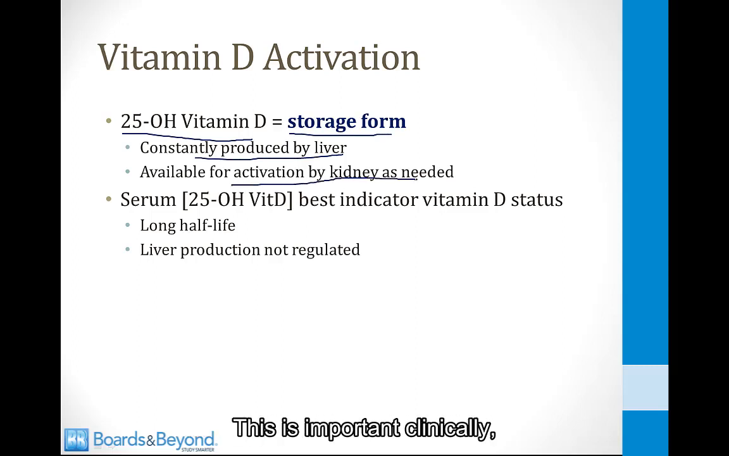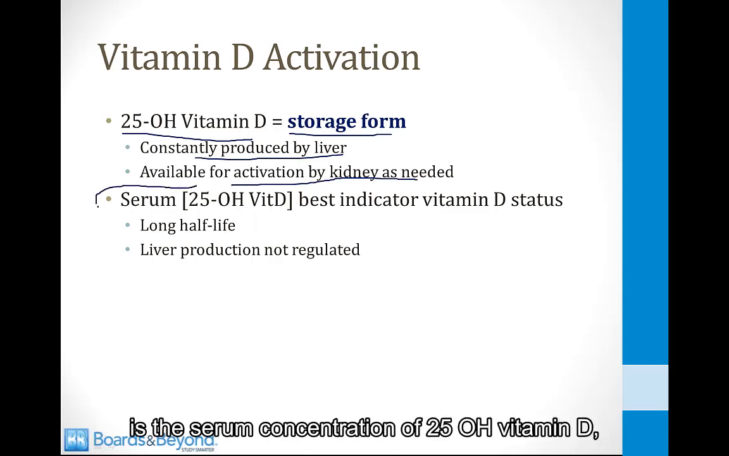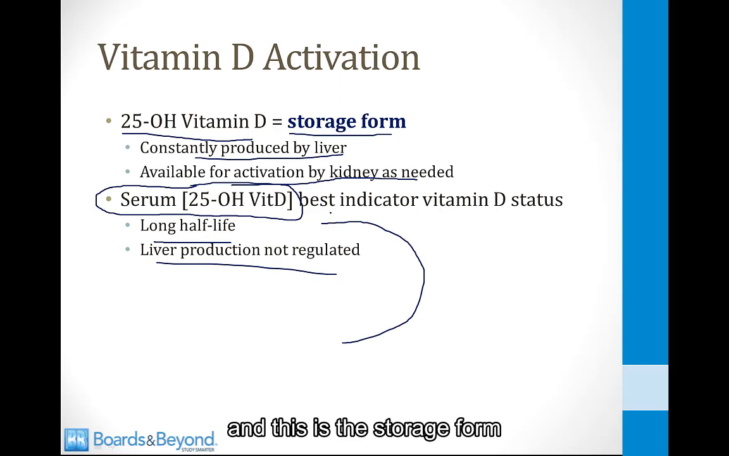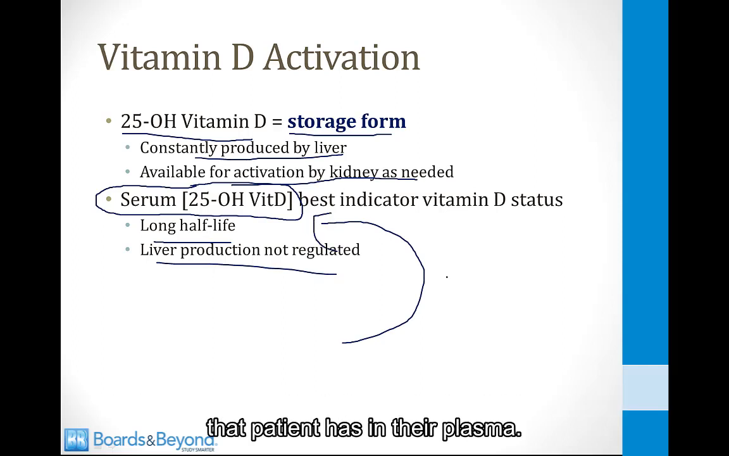This is important clinically because when you want to check someone's vitamin D status, what you measure is the serum concentration of 25-OH vitamin D. It has a long half-life, the liver production is not regulated, and this is the storage form, so you will detect how much storage form of vitamin D that patient has in their plasma.